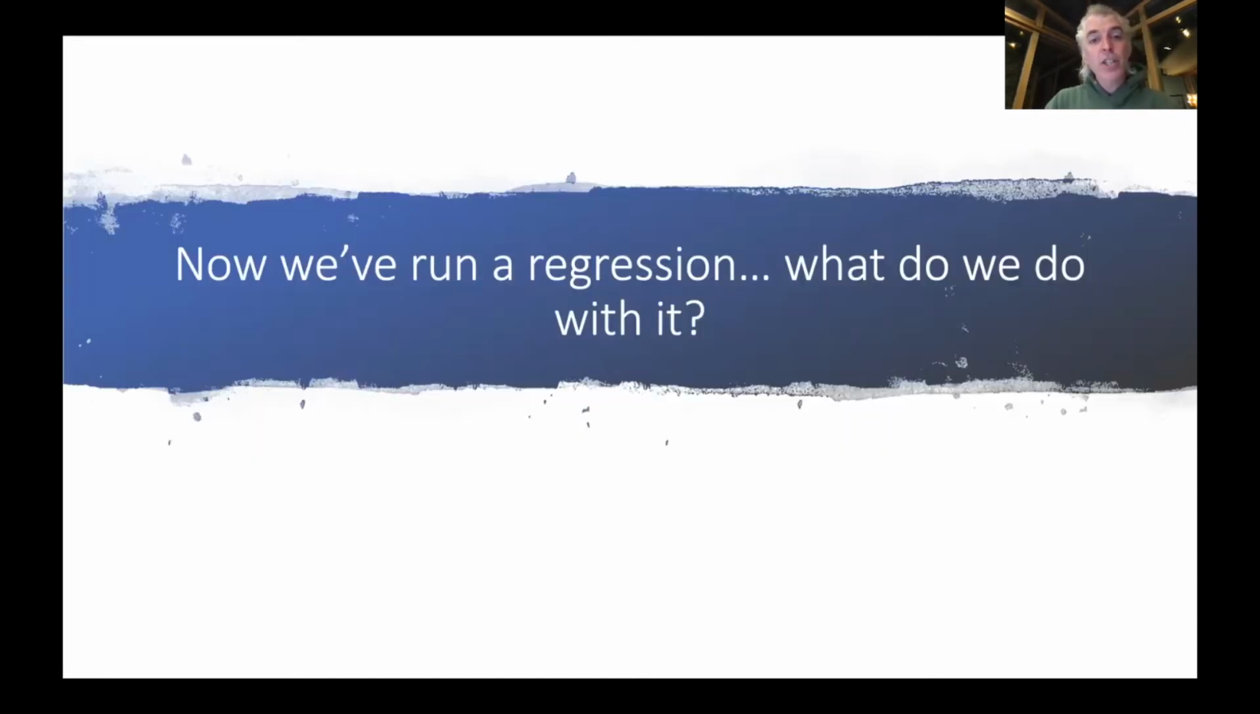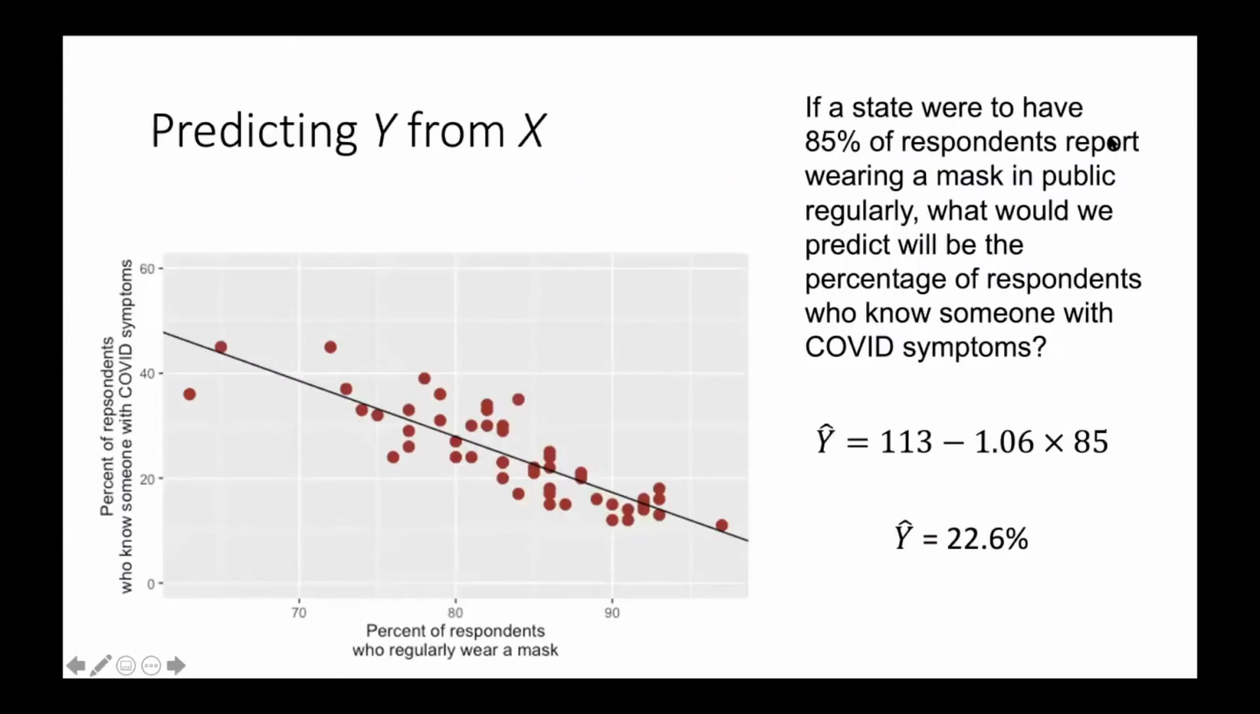So now that we've run this regression, what can we do with this regression equation? Well, the first thing we might want to do is to predict some value of y based on some observed value in our predictor variable using this equation. So let's say we didn't have information on some other location or state or perhaps a province in Canada, and we wanted to use this regression equation to predict what the rate of COVID symptoms might be in that particular location. So let's say in that area, 85% of respondents reported wearing a mask in public regularly. What would we predict the rate of COVID symptoms to be based on our equation?